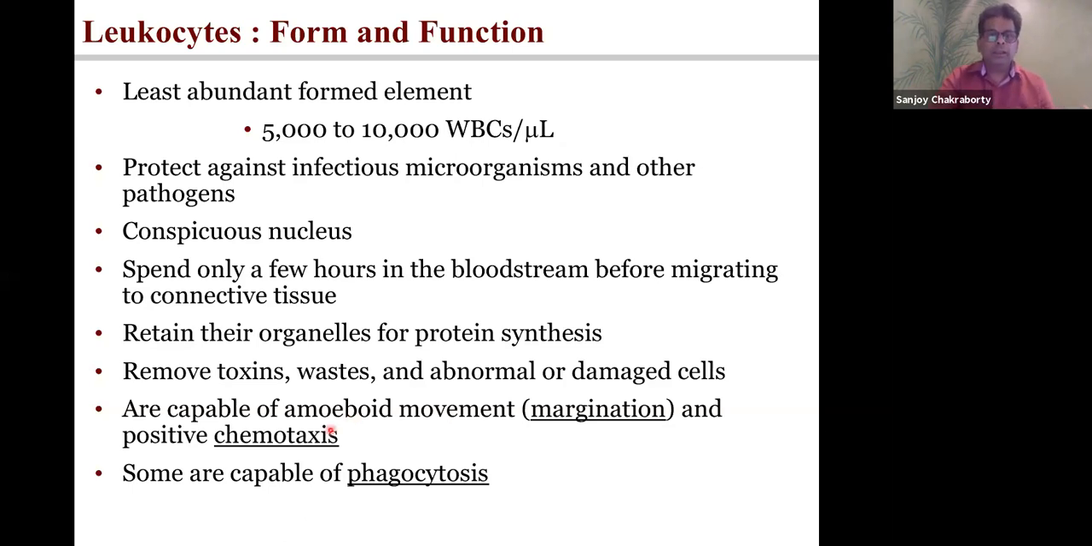That's what they call amoeboid movement. They're capable of amoeboid movement. Remember amoeba? They can change their structure to squeeze out. That's what they do. So they go towards the margin of the blood vessel. So this is the vessel. They go towards the margin, at the end of the cell, and then they squeeze out. When they squeeze out during amoeboid movement, they follow positive chemotaxis. What does that mean?